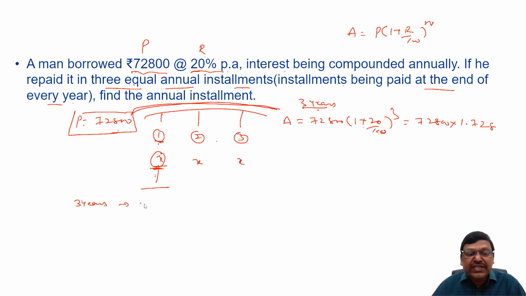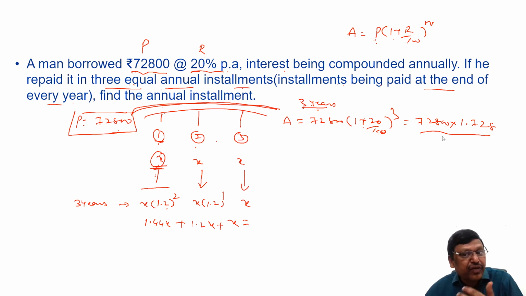So the amount will be X into (1 plus 20 by 100), which is 1.2, whole square. The second installment will attract 1 year interest because it's paid at the end of 2 years, that is 1 year before the settlement. So it will be X into 1.2 whole power 1. The third is paid at the end of 3 years when the final settlement happens, so it is only X. So it will be 1.44x, 1.2x and x. If you add all three, that should be equal to the total amount if no repayment happened in between. That means it equals 72,800 into 1.728.